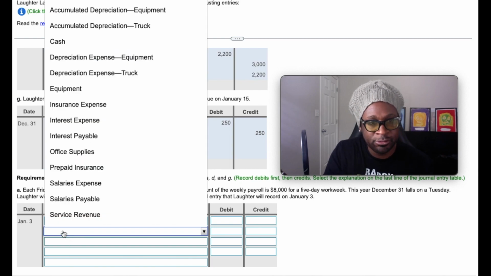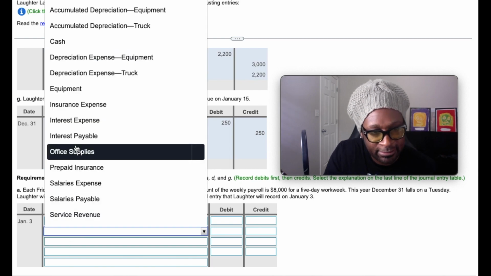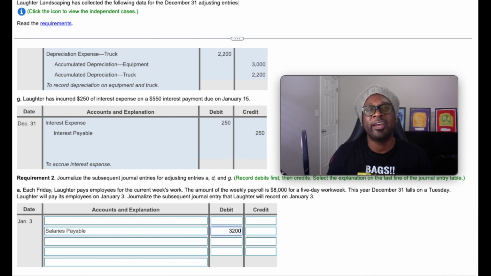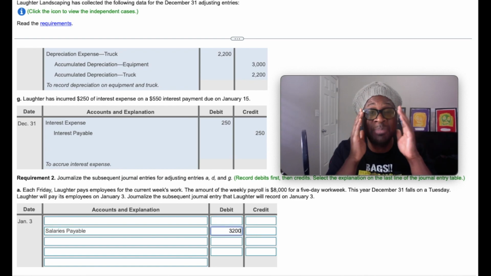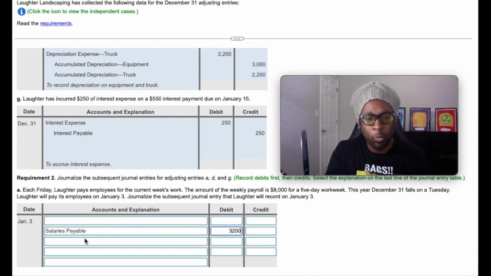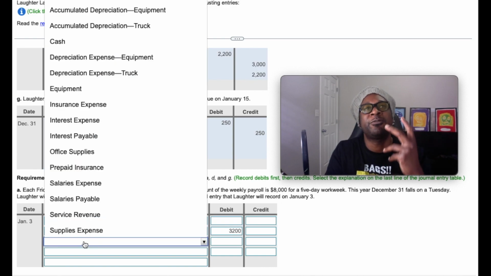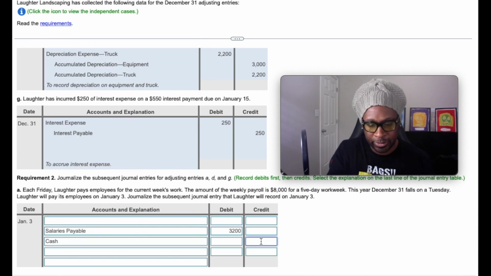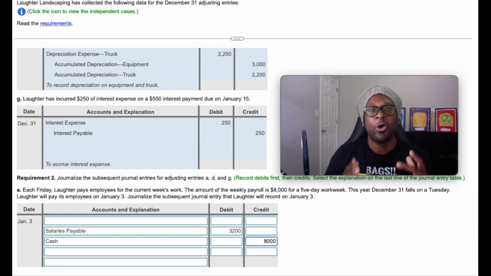So what we're going to do is we're going to debit salaries payable for the $3,200. We also have to credit cash because we're making a payment, gang. So what will be the cash amount? Obviously the full work week. So we're going to credit cash for the full work week of $8,000. Easy breezy. However, we're not completely finished yet, gang, because we know our debits and credits aren't equaling.